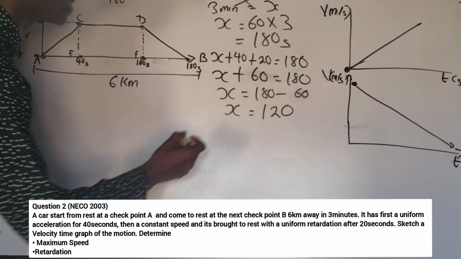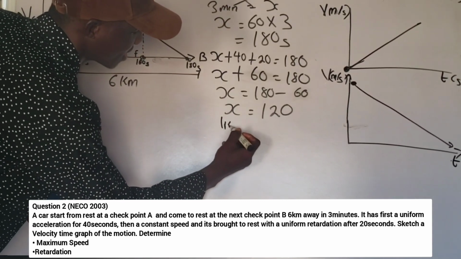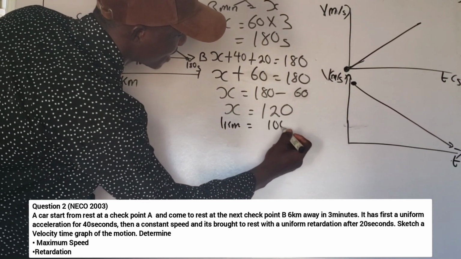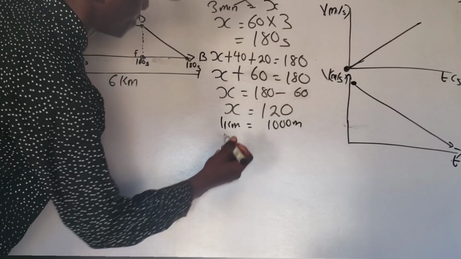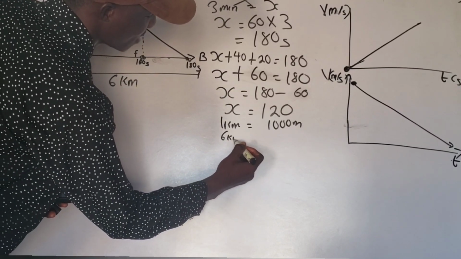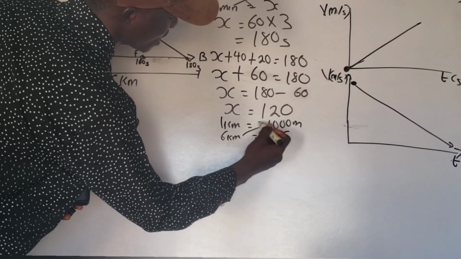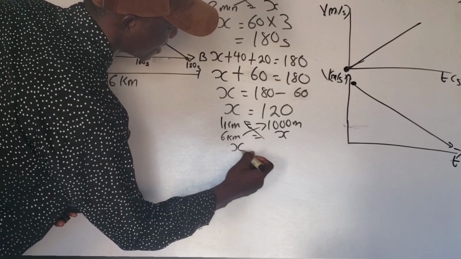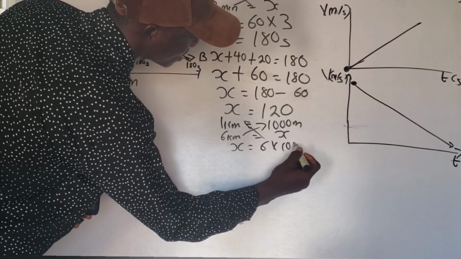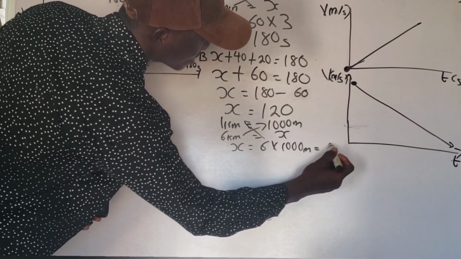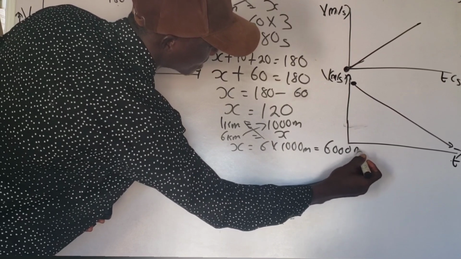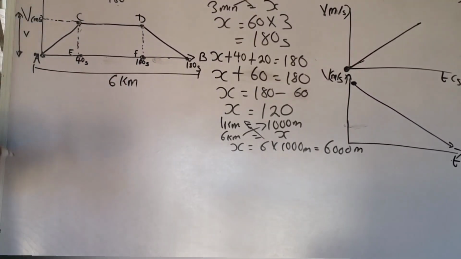So now let's change 6 kilometers to meters. Don't forget that 1 kilometer is equal to what? 1000 meters. Now, let 6 kilometers be equal to x. If you take the cross product, you're going to have x equals 6 multiplied by 1000 meters. That is what? 6000 meters. So 6 kilometers is 6000 meters. Now, we can now use the formula to determine the area, to determine the velocity.